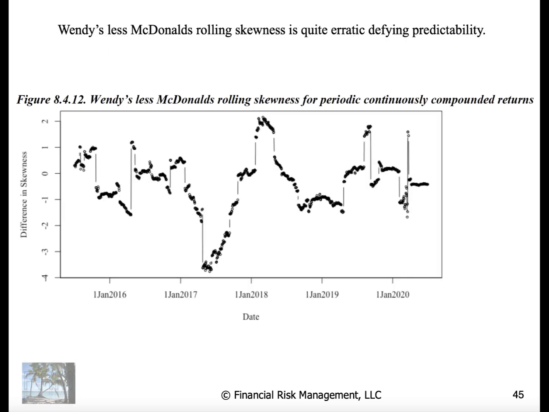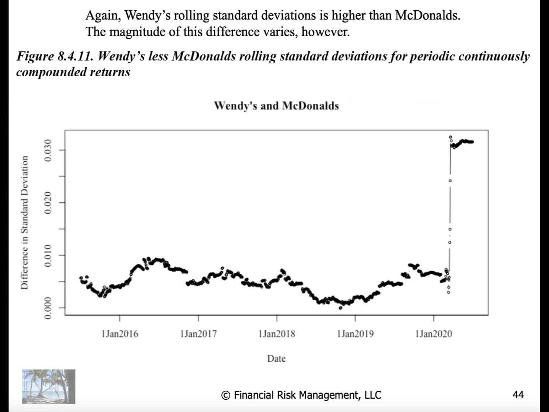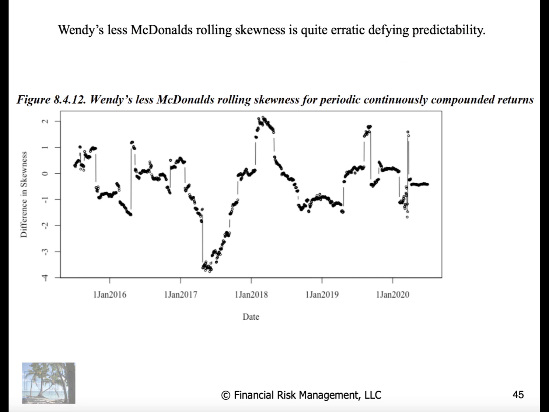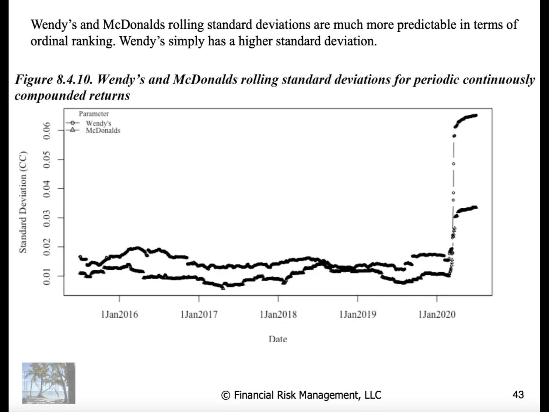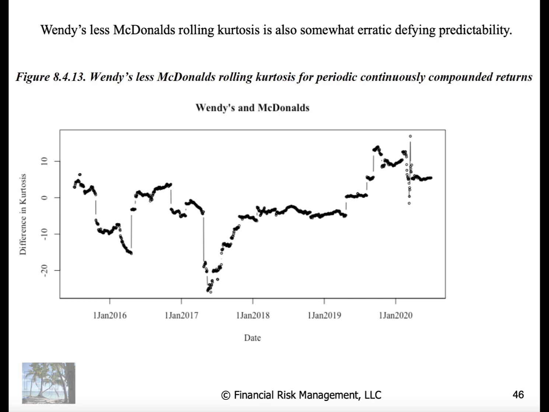For example, if you look at the difference between the rolling skewness between Wendy's and McDonald's, it bounces all over the place between positive and negative. If you compare that to the rolling standard deviation in figure 11, you see it's much more consistently positive. And so it is reasonable that we can conclude that Wendy's, when measured with standard deviation, is a more risky stock than McDonald's. But with regard to which one has higher or lower skewness, it's not clear. Which one has a higher or lower mean, at least based on historical data, again, it's not clear. And then when we turn to kurtosis, we get the same sort of result. When we look at the difference between Wendy's and McDonald's on rolling kurtosis, it's just extremely difficult to predict how they differ.